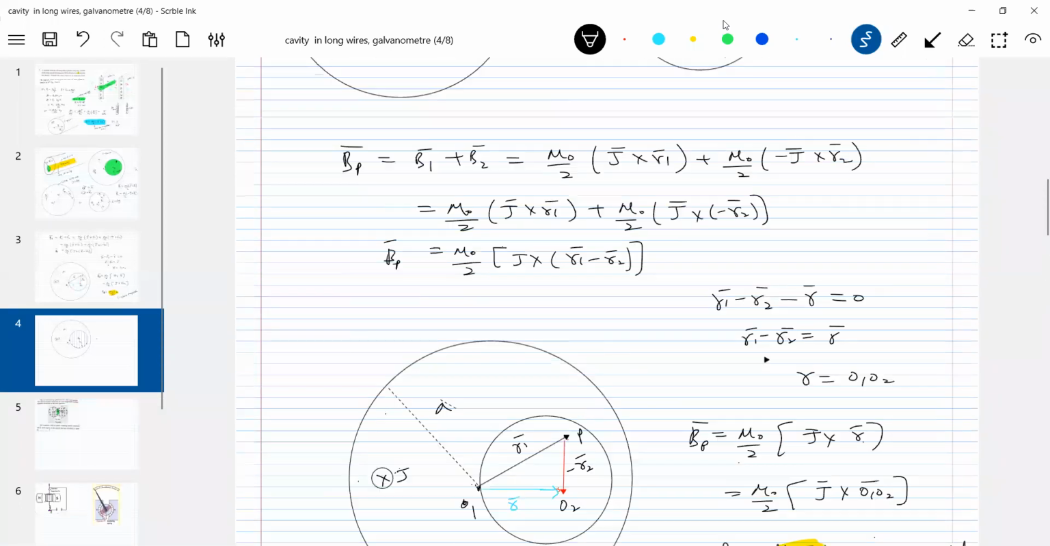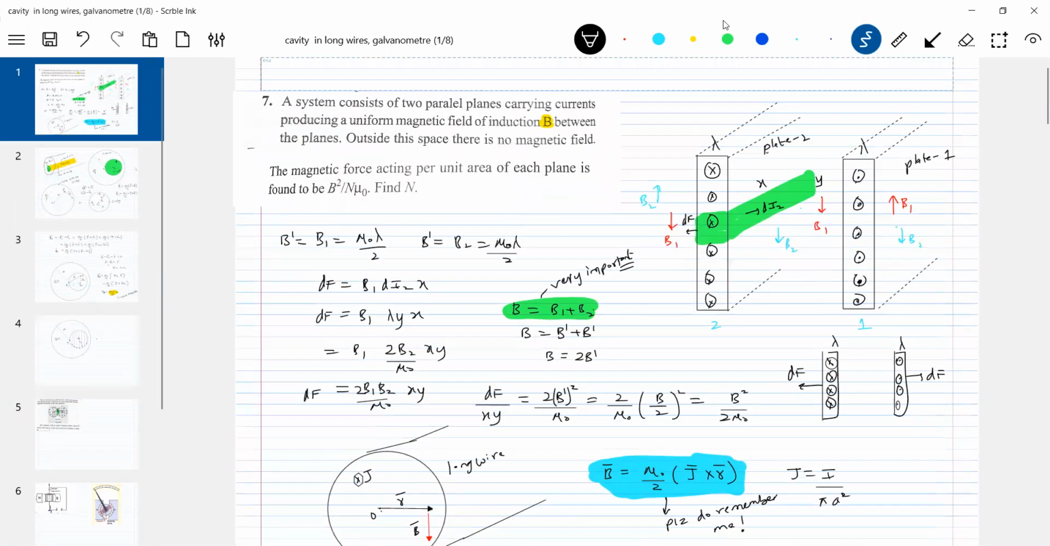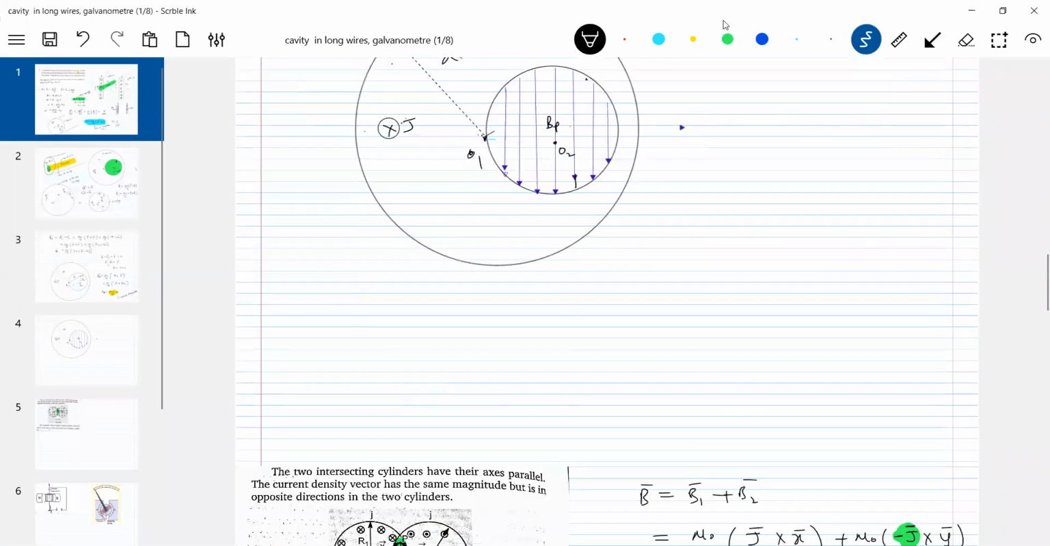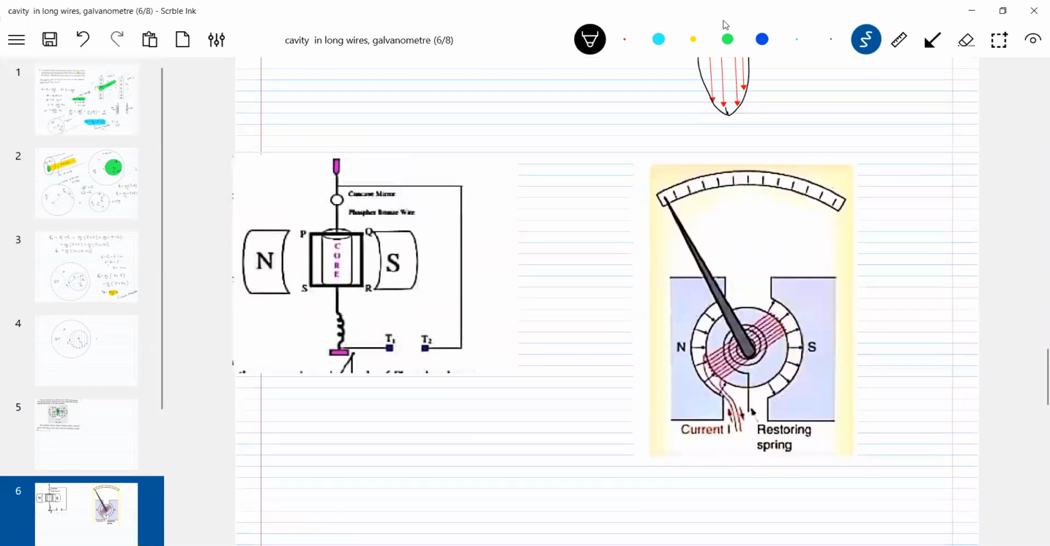Okay, let's come to magnetism. At any other point you can find out. Let's come to the galvanometer.